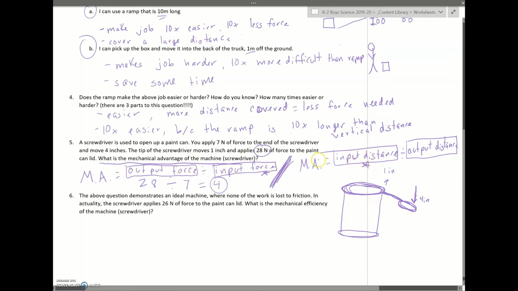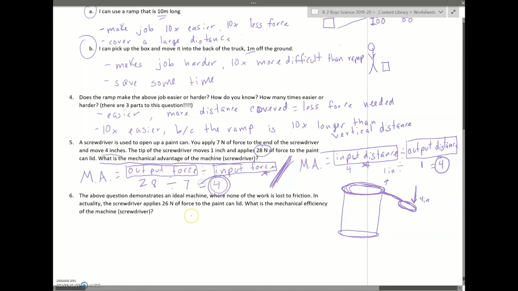So input distance in this case is 4 inches divided by the output distance. The screwdriver tip only moves 1 inch. So 4 divided by 1 gives you also a mechanical advantage of 4.